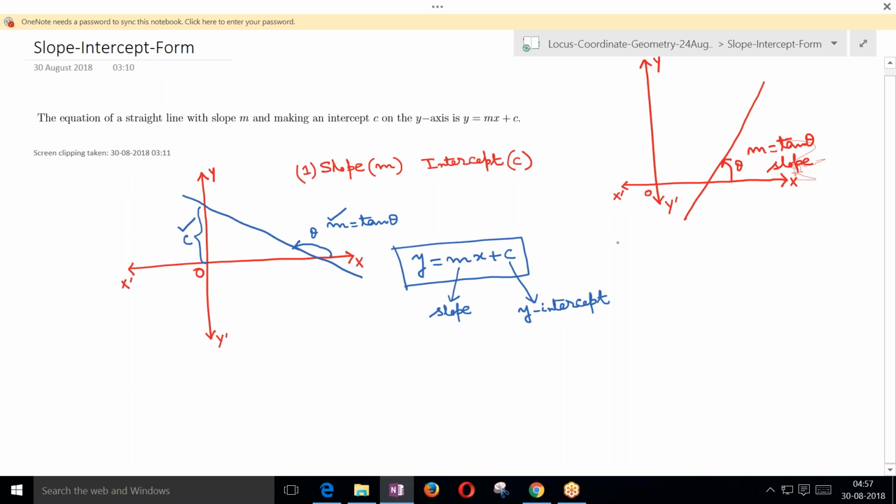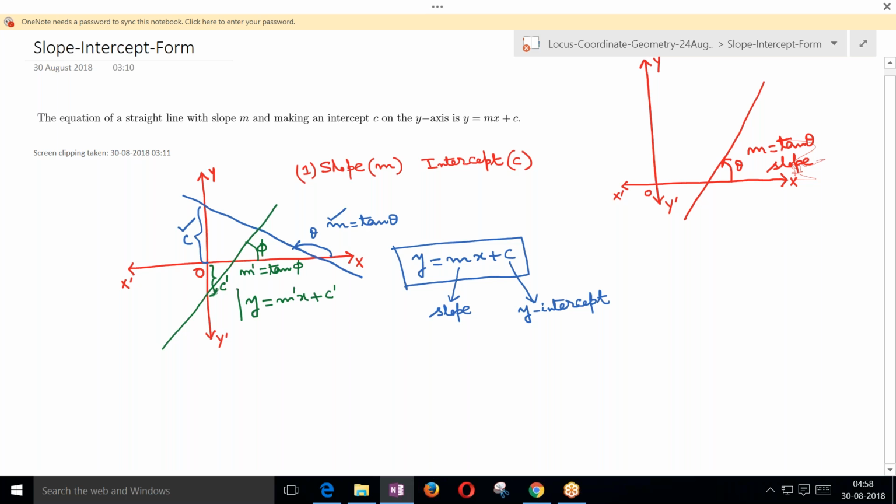In this straight line, what is the angle? This is the angle. Suppose this angle is phi. Then suppose m dash is equal to tan phi. And what is the y-intercept? Here the y-intercept will be negative. Suppose we call this c dash, this is negative. Why is it negative? Because it is below the x-axis, and below the x-axis y is negative. So in this case, the equation will be y equal to m dash x plus c dash, but c dash is negative.